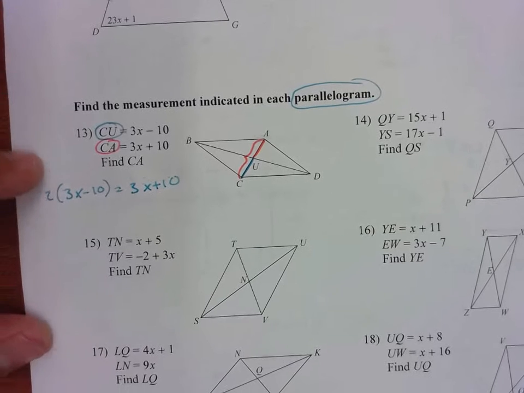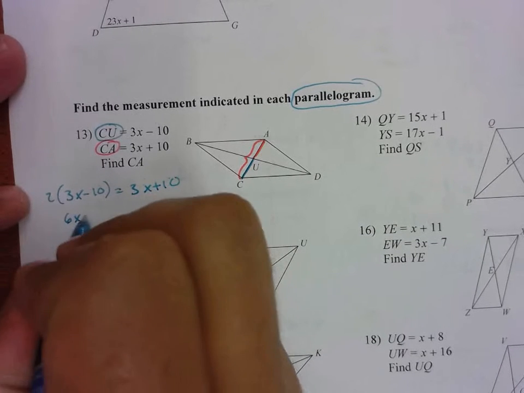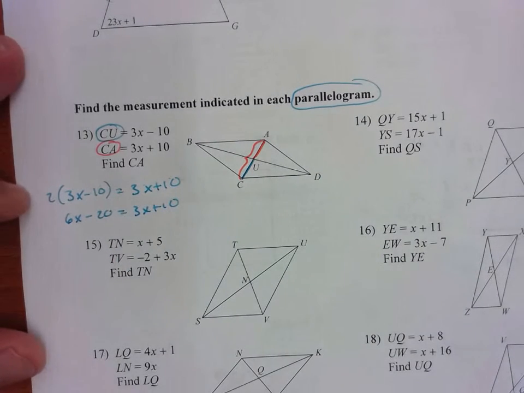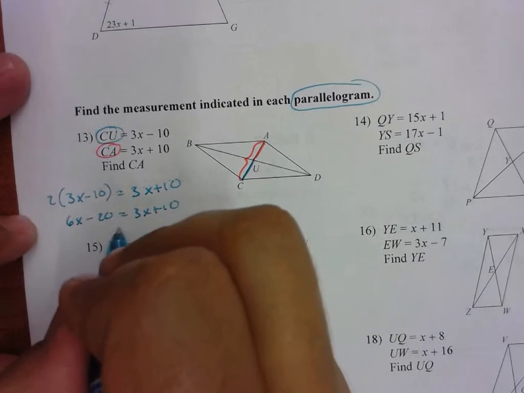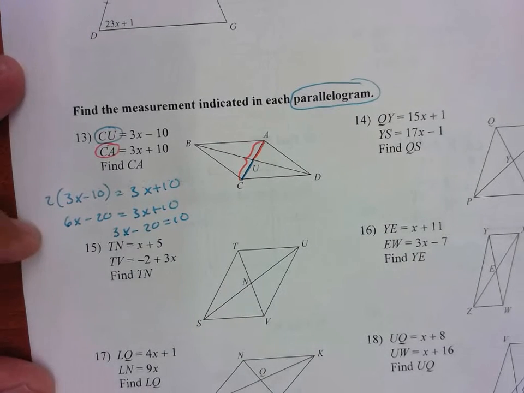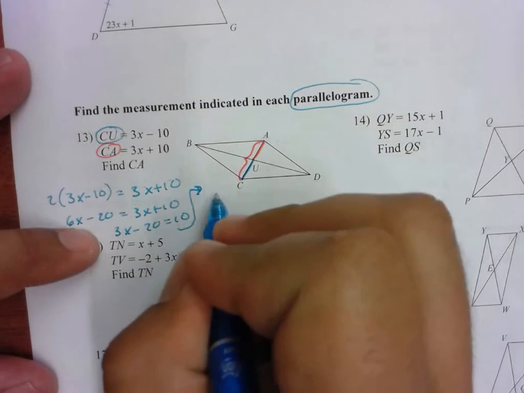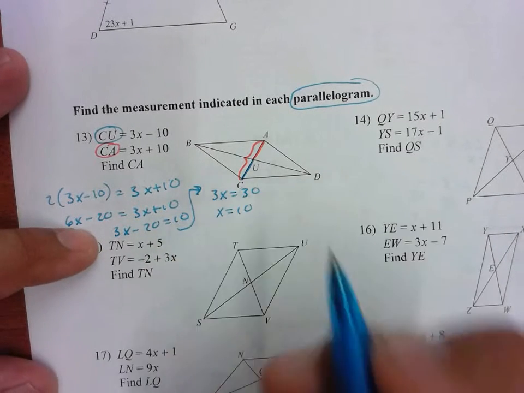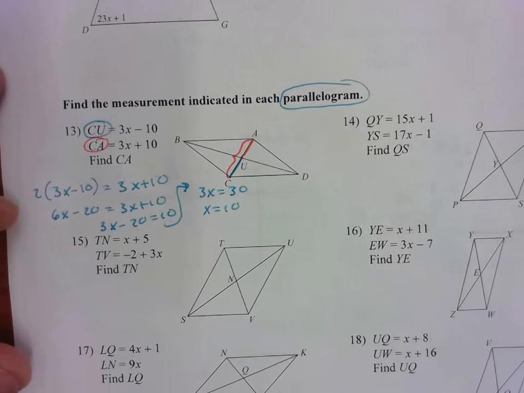Make sure you keep it in parentheses because now you have to distribute. This becomes 6x minus 20 equals 3x plus 10. Now solve for x. Subtract 3x, you have 3x minus 20 equals 10. Add 20 to both sides. You have 3x equals 30. Divide by 3, x equals 10. Does it say find x? No. Of course not. I didn't put any on this worksheet that said find x.